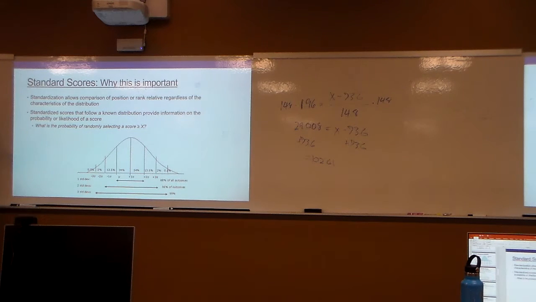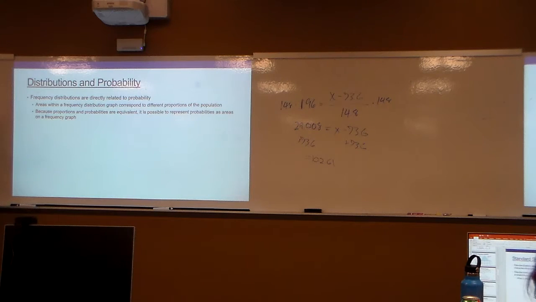And so what we can do is start to use distributions with known properties to tell you how likely it would be to observe an observation having these characteristics. So again, our frequency distributions are directly related to probability. Our graphs correspond to different proportions of the population, because proportions and probabilities are the same. What we can do is start representing certain probabilities as areas under a curve or frequency graph.